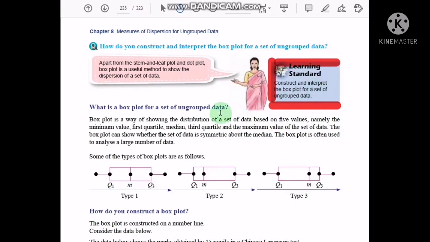Okay class, let's proceed with our next learning objective, which is to construct and interpret the box plot for a set of ungrouped data. So, what is a box plot for a set of ungrouped data? As you can see, a box plot is a way of showing the distribution of a set of data based on 5 values, namely minimum value, first quartile, median, third quartile, and maximum value.